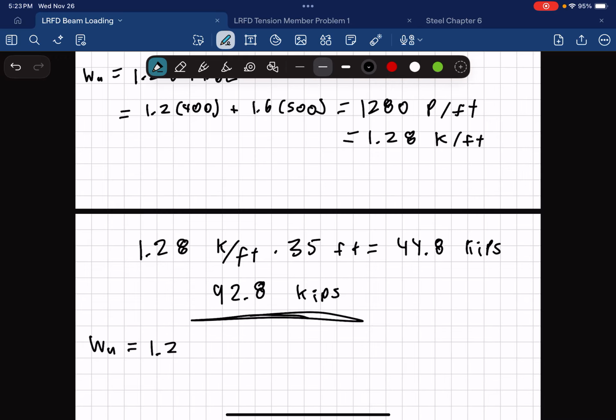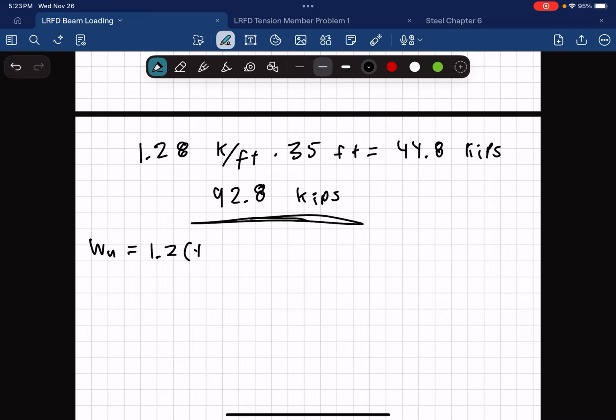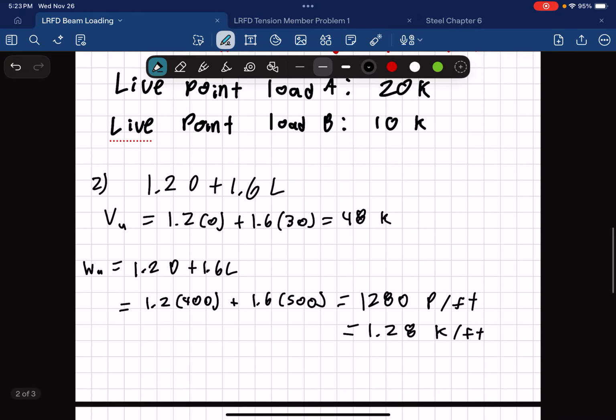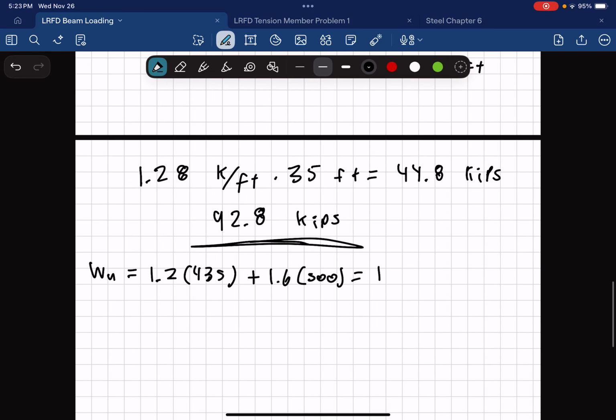All right, so now we're going to have an additional dead load here. So this was 400 pounds per foot. This is now going to be 435, because an 18 by 35 is going to be 35 pounds per foot of dead load, plus 1.6 times 500. Still, that live load has not changed. 1.2 times 435 plus 1.6 times 500 gives you 1322, or 1.322 kips per foot, also known as KLF, which is kips per lineal foot.